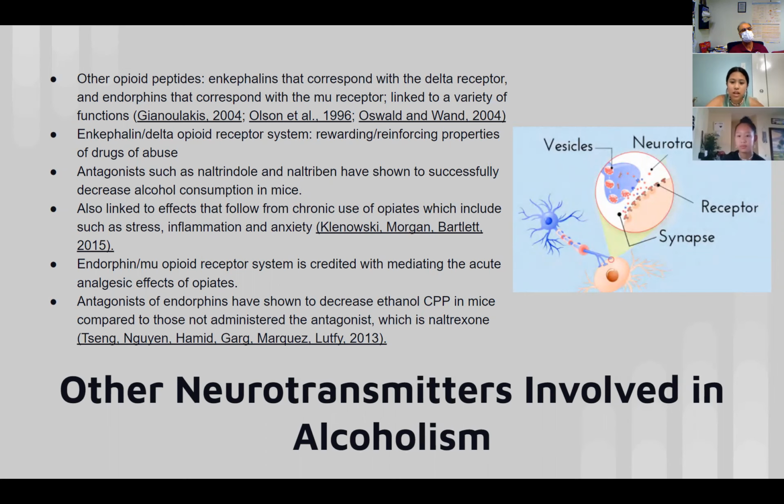stress, inflammation, and anxiety. Additionally, the endorphin mu opioid receptor system is credited with mediating the acute analgesic effects of opiates. Similar to the antagonists of enkephalin and dynorphin, antagonists of endorphins have been shown to decrease ethanol CPP in mice compared to those not administered the antagonist, which is naltrexone.